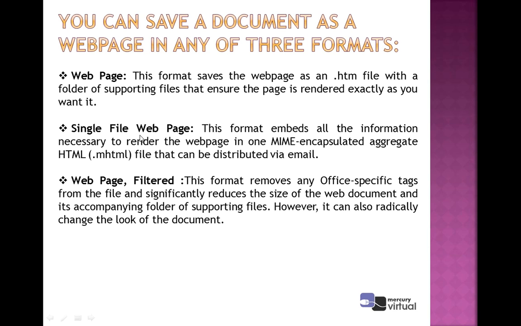Then the next one is single file web page. This format embeds all the information necessary to render the web page in one MIME encapsulated aggregate HTML file, known as a .mhtml file, that can be distributed via email. MIME is basically a protocol that is used for sending email from one person to another. The last format is web page filtered, means how to filter the web page using the content of the windows.